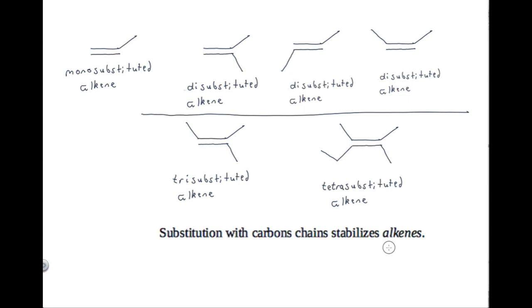Notice you have to say that substitution with carbon chains stabilizes alkenes. So substitution with carbon chains doesn't necessarily stabilize other molecules. We're just learning here that it stabilizes alkenes. So don't just say substitution is good. It might be good in some situations and bad in other situations. You have to say that substitution with carbon chains is good for stabilizing alkenes. Substitution with carbon chains might very well destabilize other types of molecules.